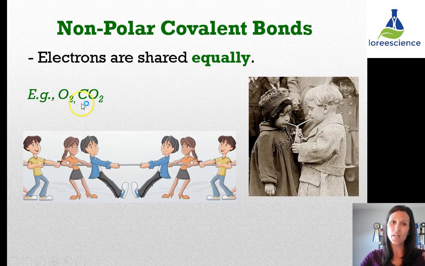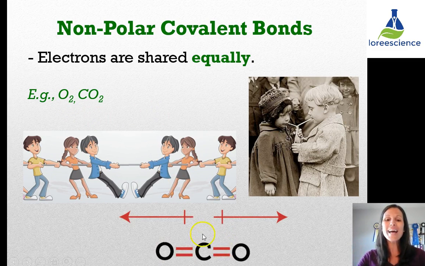Non-polar covalent bonds are when electrons are shared equally, such as in an oxygen molecule. Of course they're going to be shared equally because 2 oxygens have the same pull. But you can have something like carbon dioxide, where even though the pull between the carbon and oxygen is not equal, both oxygens are pulling with the same but opposite forces, which cancel out. Therefore, they are shared equally.